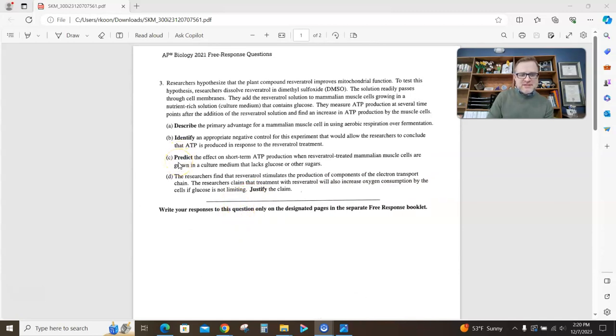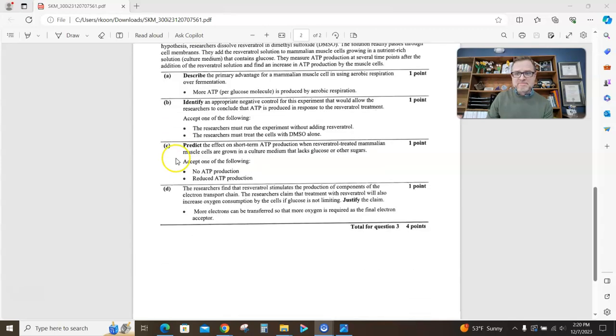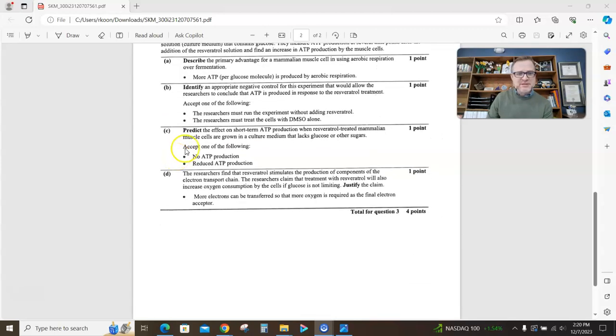Part C, predict the effect on short-term ATP production when resveratrol-treated mammalian muscle cells are grown in a culture medium that lacks glucose or other sugars. Without glucose, you're going to have no ATP because the fuel for respiration typically is glucose. So part C, look at the rubric. You get no ATP. They also said reduced ATP.